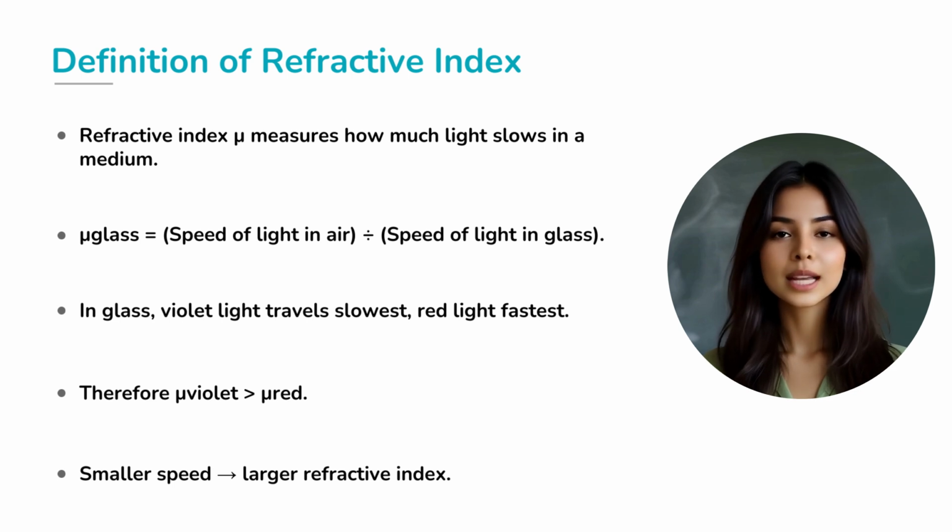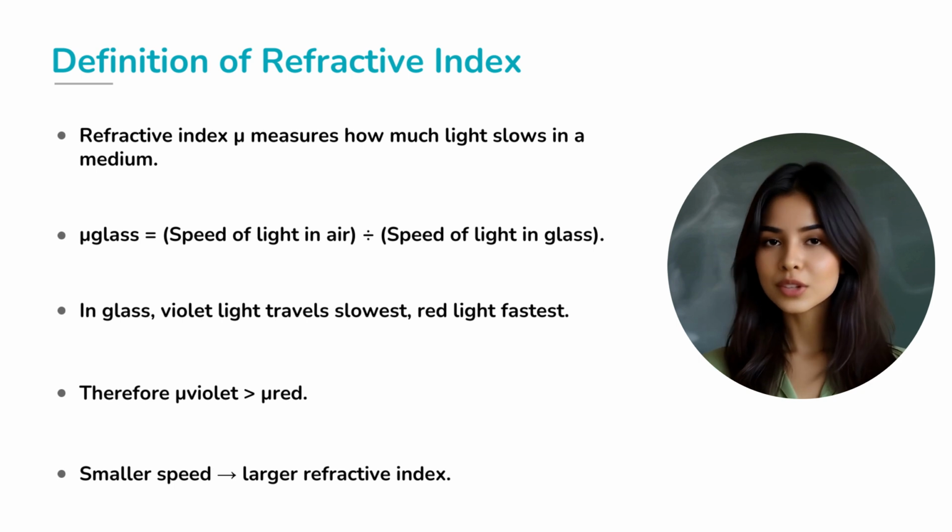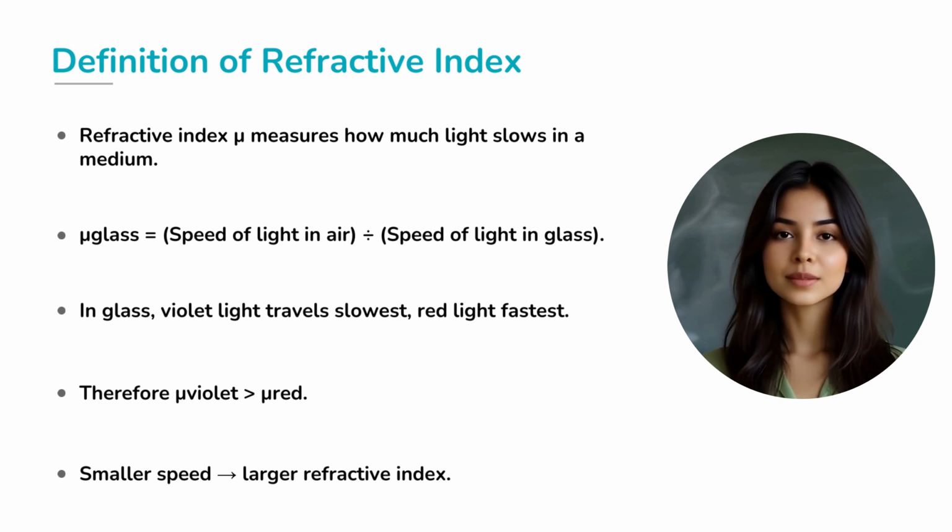Now, let's connect this to physics. Why does light bend differently for different colors inside glass? The answer lies in something we call refractive index. The refractive index of glass, written as mu of glass, is simply the speed of light in air divided by the speed of light in glass. Here's the key.